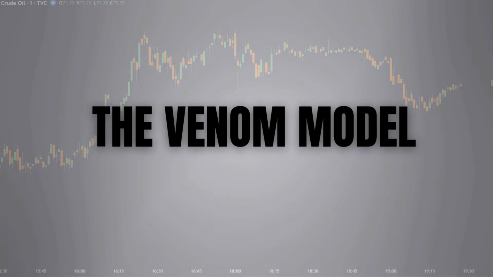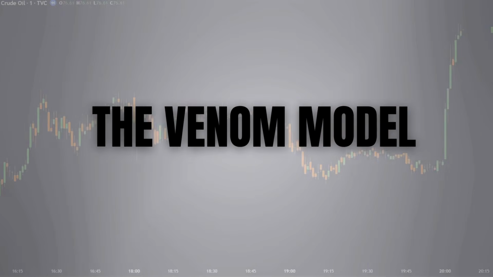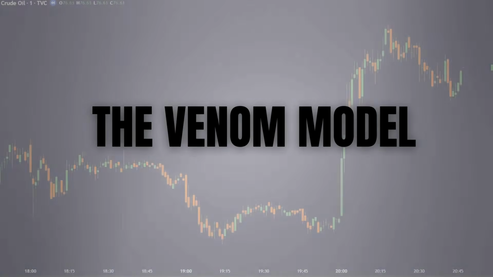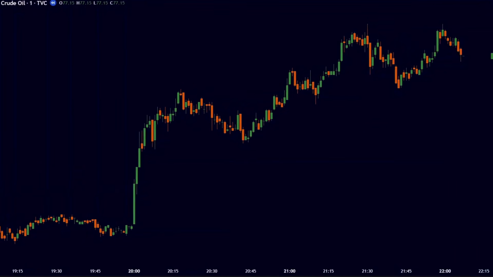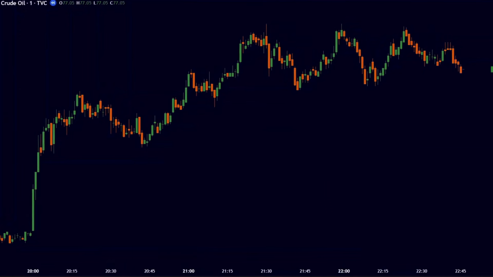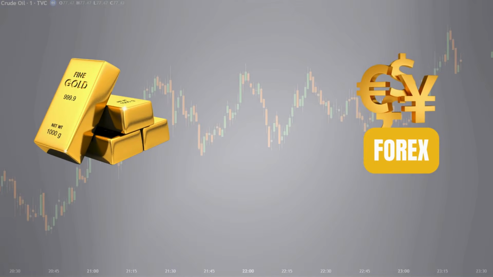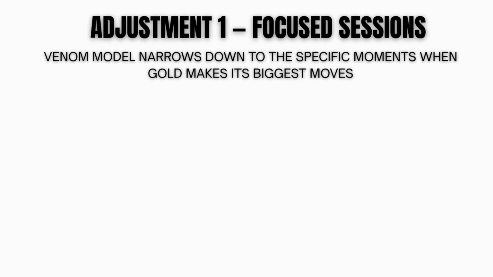The Venom model is a high-precision ICT-based setup built around our own 3 core adjustments that transform it from a general framework into a systematic, repeatable trading approach, especially powerful on gold and major forex pairs. Adjustment 1. Focused sessions. Rather than trading broad session windows, the Venom model narrows down to the specific moments when gold makes its biggest moves.